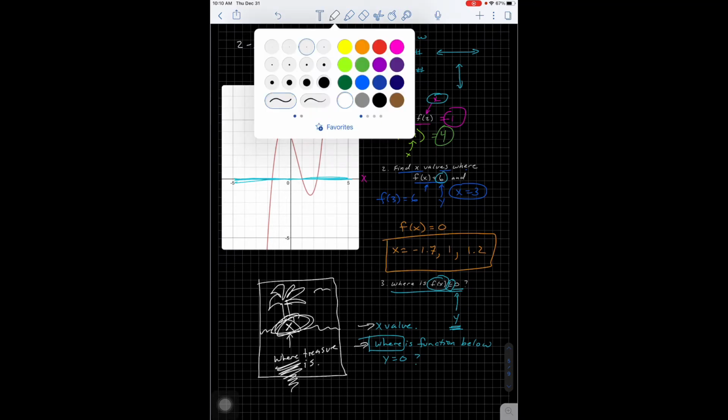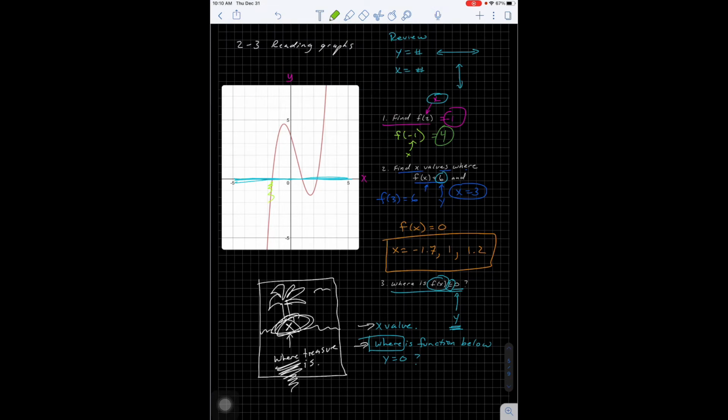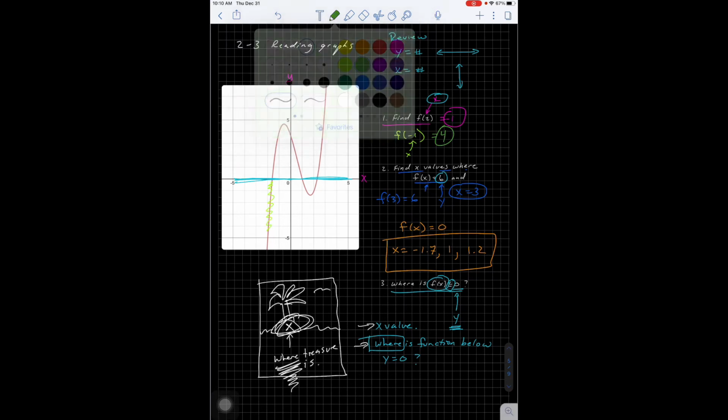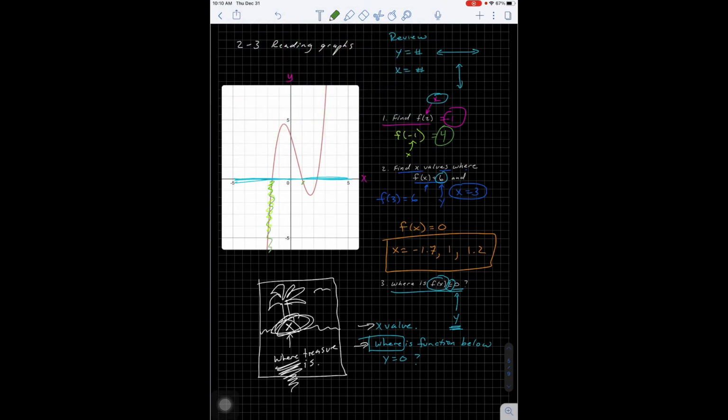So I'm looking at where is this function below that teal line. Okay, it's below here. Sorry, that doesn't show up very well. It's below here and it's below here. Okay, those are the places that the graph falls below the teal line. But I want to name those locations with X values. So here's my X values. From here over, right? And from here to here. Those are the places that mark the green sections.